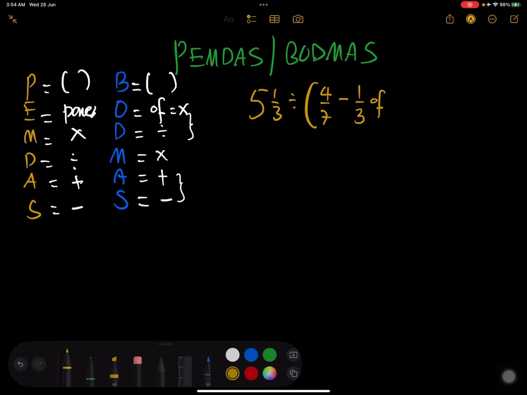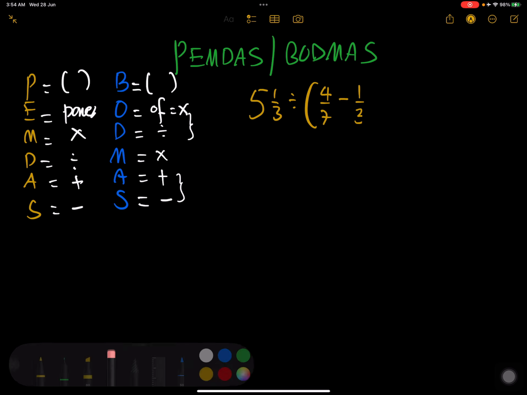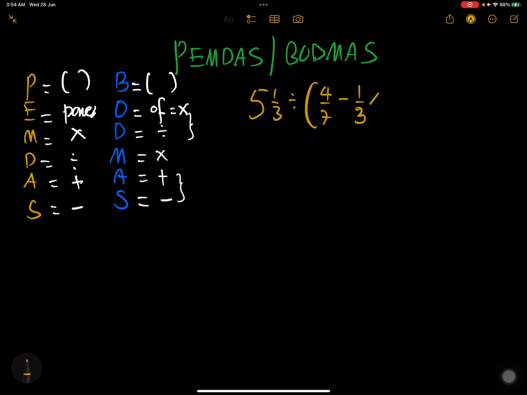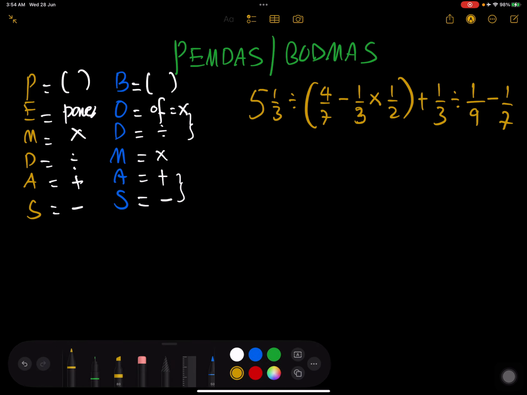Okay, or let me say multiplication. Let's put a multiplication in there. Multiplying half, and then we are adding it to maybe 1 over 3, and then we're having a division of, let's say, 9 here and 1 here, and then minus 1 over 7, like this. So we've created our own problem. Let's see how that is going to help us in solving this particular problem.